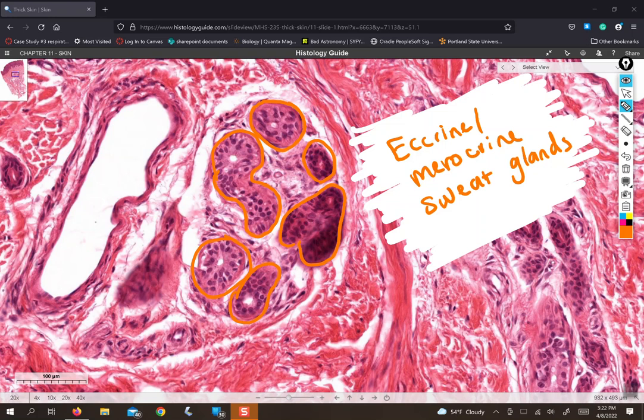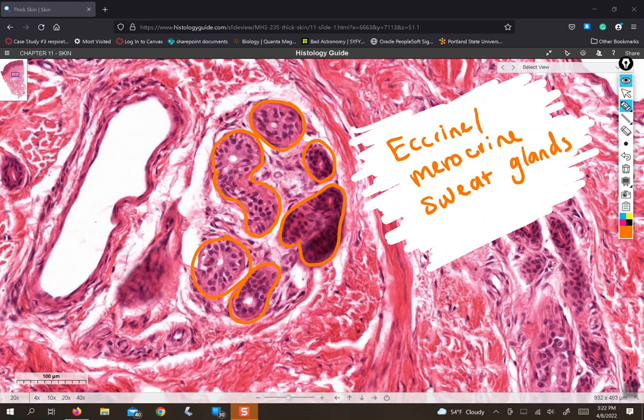They are different than apocrine sweat glands. Those are the sweat glands that are found in your groin and your armpit, and those sweat glands have an additional feature, which is pheromone secretion. But these guys are eccrine/merocrine, so they're going to produce true sweat, which is cooling in nature.